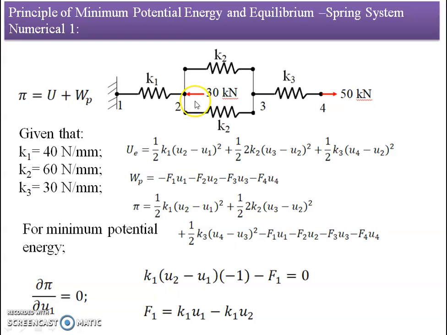Now we'll move on to the potential energy possessed by the system under the action of external forces.